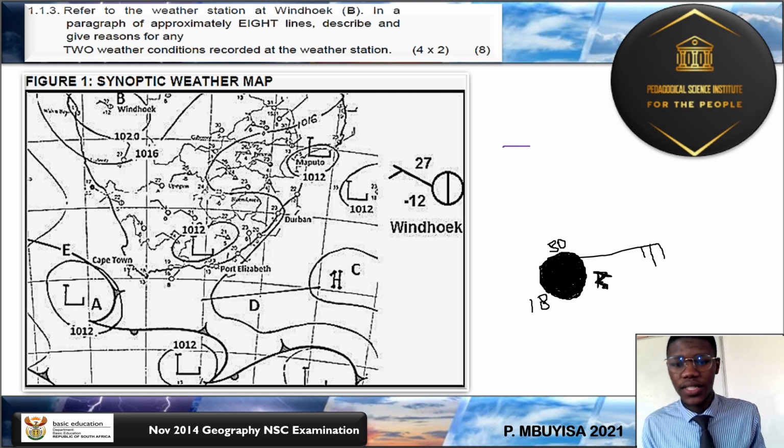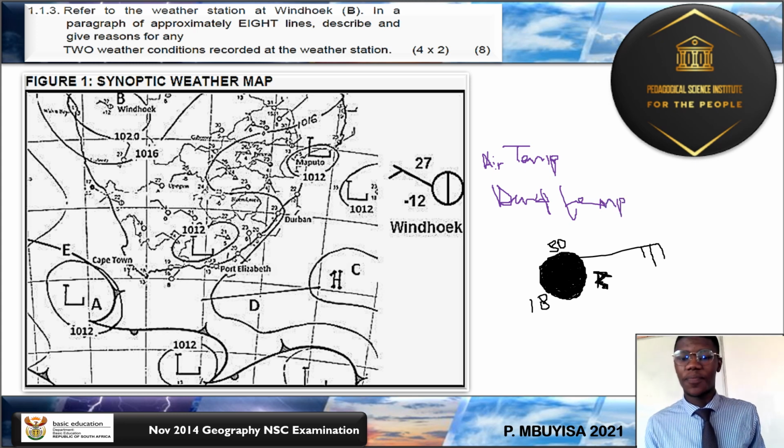So we think about temperature, and what temperature? We think about air temperature. Guys, I'm writing with my mouse, that's why the writing is a bit skewed. And we have a different kind of temperature that we also look at, and that is the dew point temperature. I'm just going to say temp. This is a mess, but you get the point.